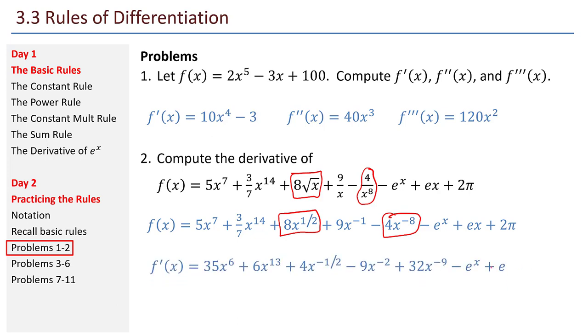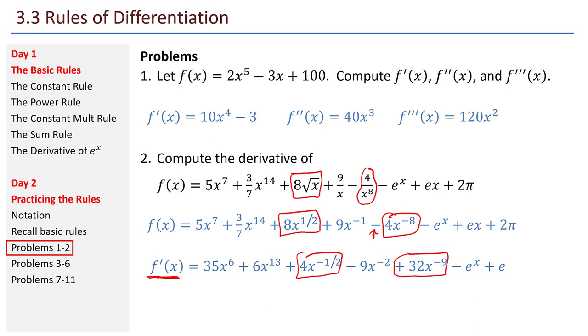Now here is the derivative. Now I've actually taken the derivative of that function. So check your work, and you can see, for example, in those two boxed expressions, the derivative of 8x to the 1/2 is 4x to the negative 1/2, and the derivative of 4x to the negative 8 is, well, let's see, I had a negative 4x to the negative 8, so a negative times a negative gives me positive, and I end up with positive 32x to the negative 9.